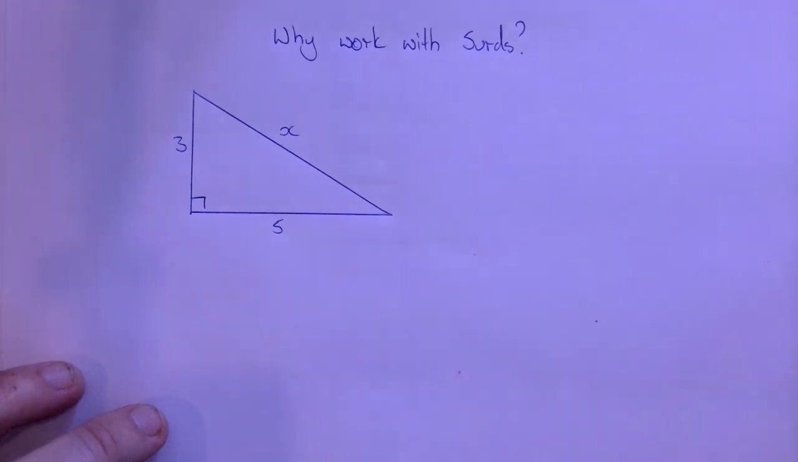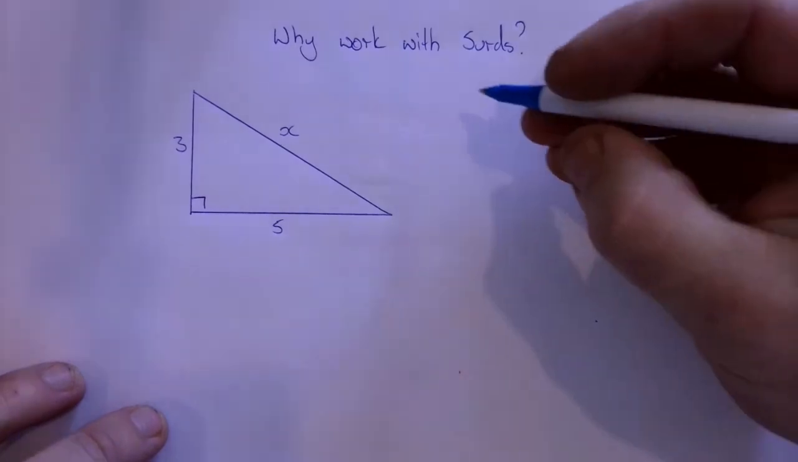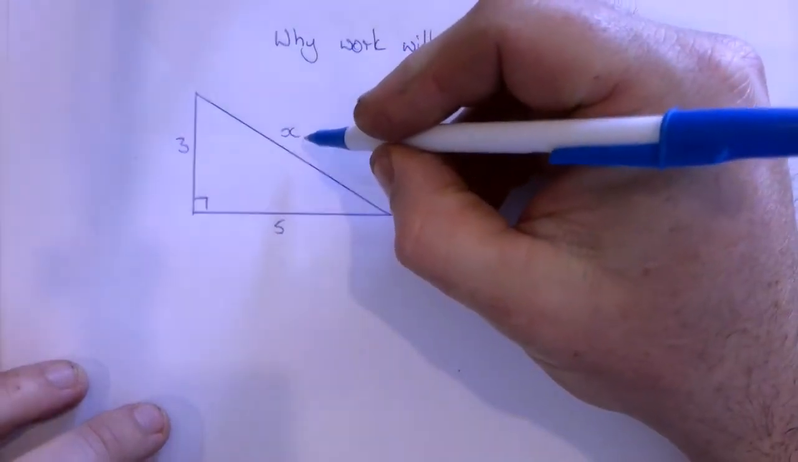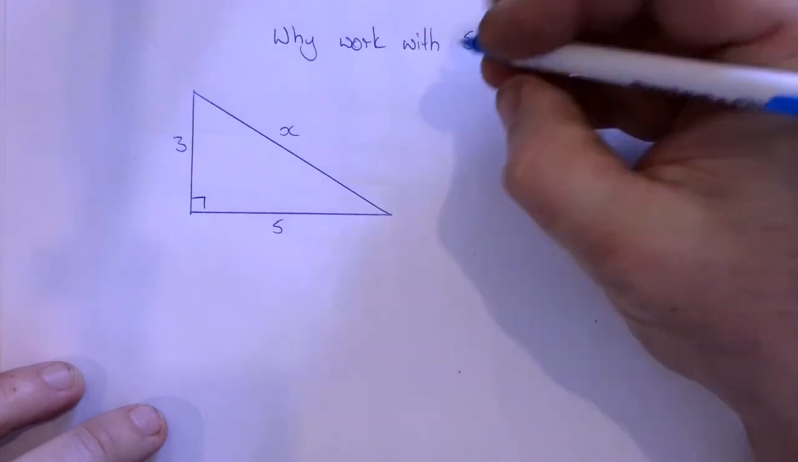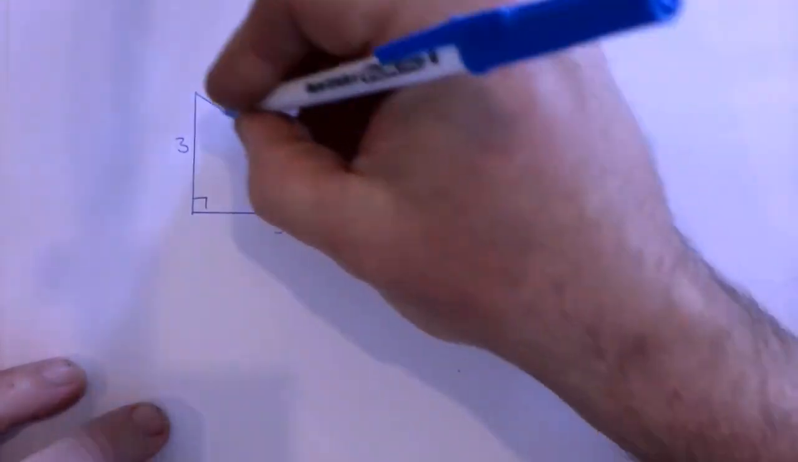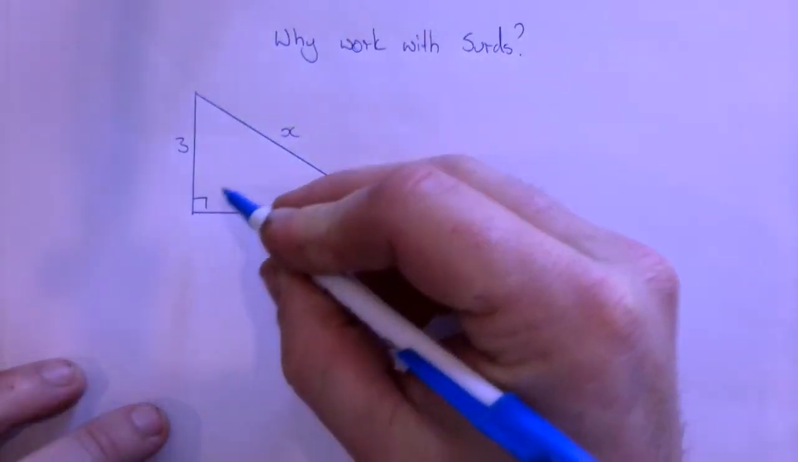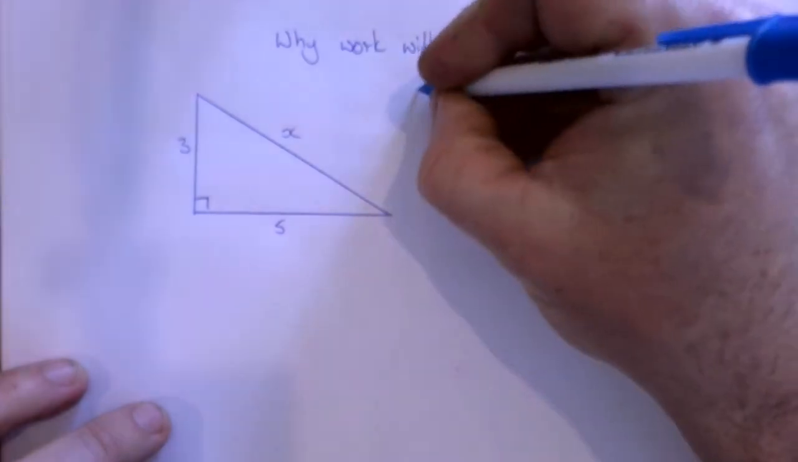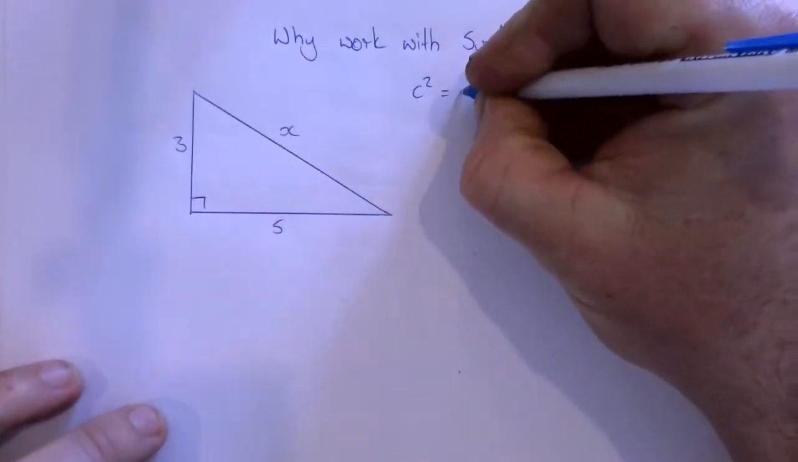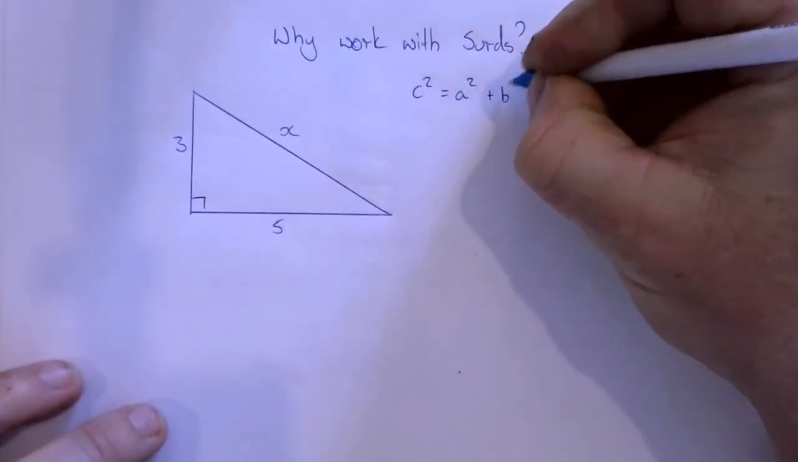In this topic we've got to work with surds, and I want to have a look at why we should work with surds. So if we solve this problem, this one's not a Pythagorean triad. We're looking for the hypotenuse, the one that's opposite the right angle, the longest side. So we're going to use the formula c squared equals a squared plus b squared.